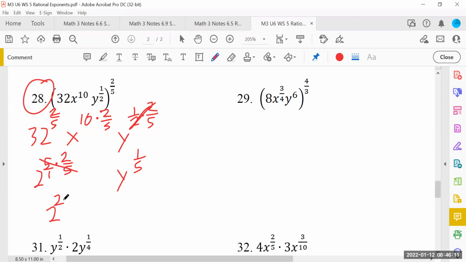2 squared. And again, if you did it another way and you got 4, you're fine. There are so many ways to do these problems as long as you're using the rules. So whichever way you want to do it, it works just fine. You should end up with 4 at the end.